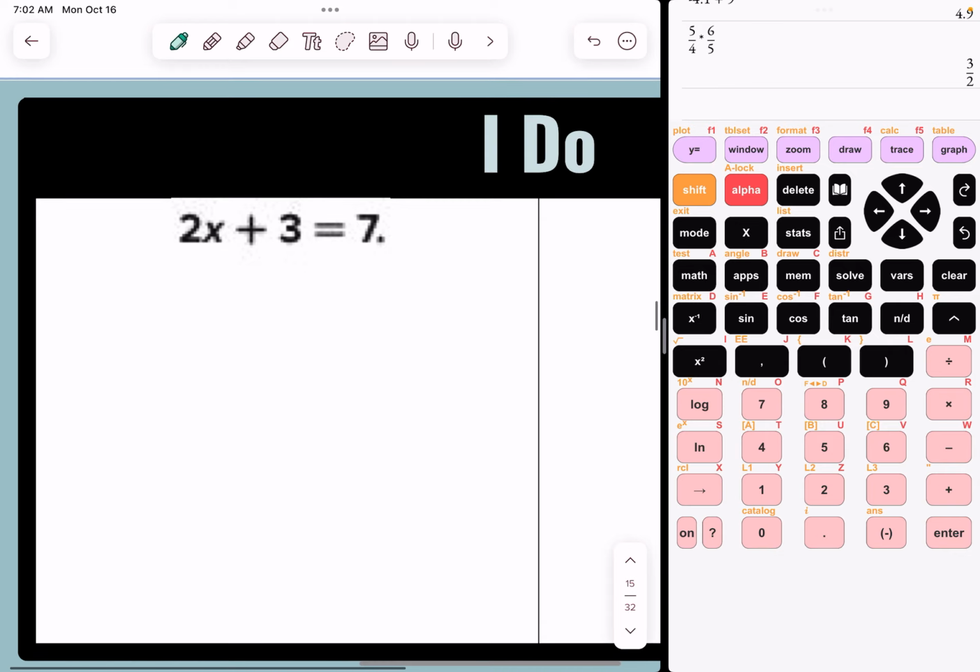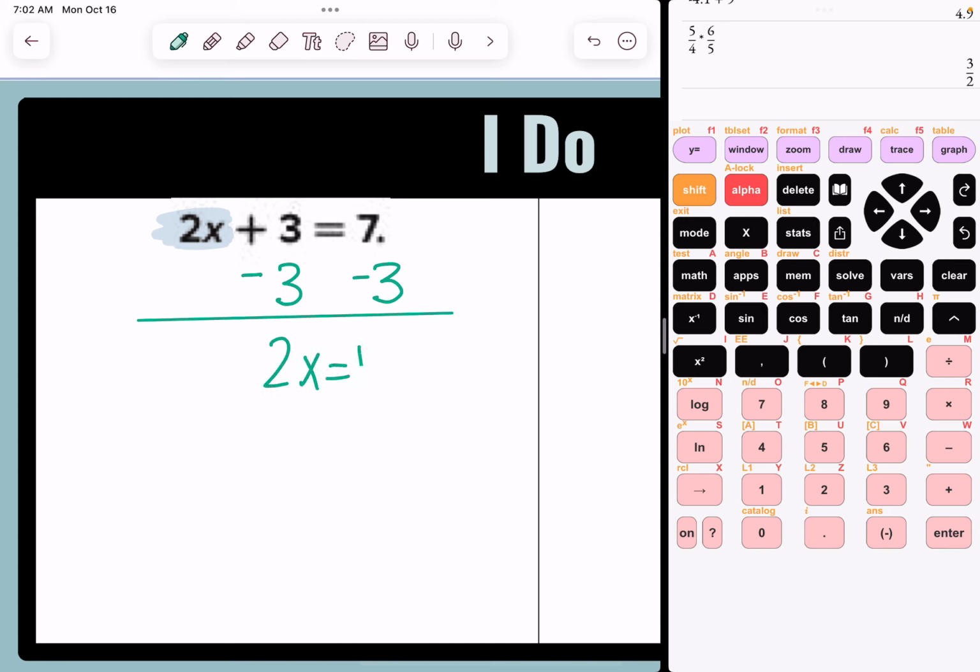So let's look here. I'm going to leave this 2x alone. Forget about the 2x for right now. I need to get rid of that positive 3, so I'm going to subtract 3 from both sides. So I get 2x equals 4. And now, to get rid of that 2, I'm going to divide by 2 on both sides. So I would get x equals 2.